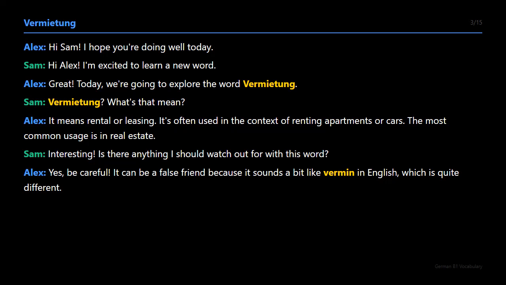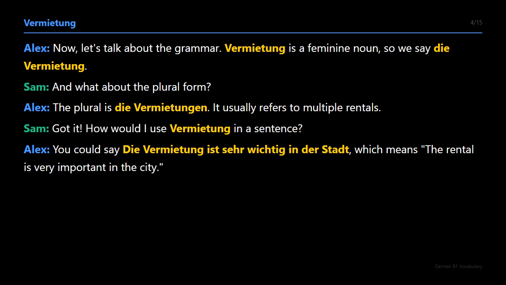Now, let's talk about the grammar. Vermietung is a feminine noun, so we say Die Vermietung. And what about the plural form? The plural is Die Vermietungen. It usually refers to multiple rentals.